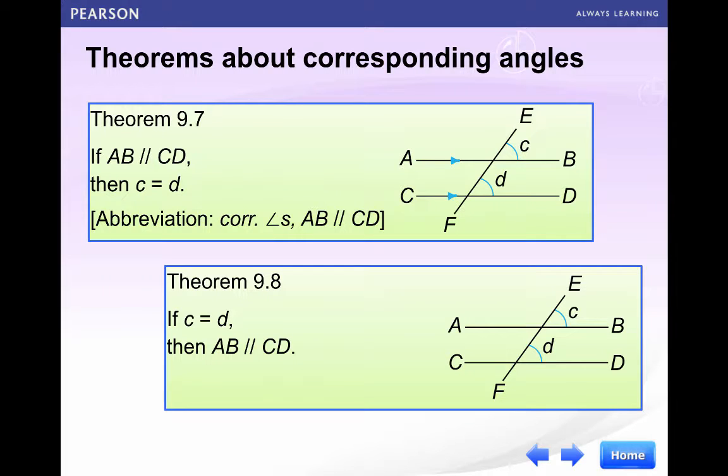Then we say that AB is parallel to CD. This is a converse of theorem 9.7. So this time we will say that corresponding angles equal, so we prove AB parallel to CD.